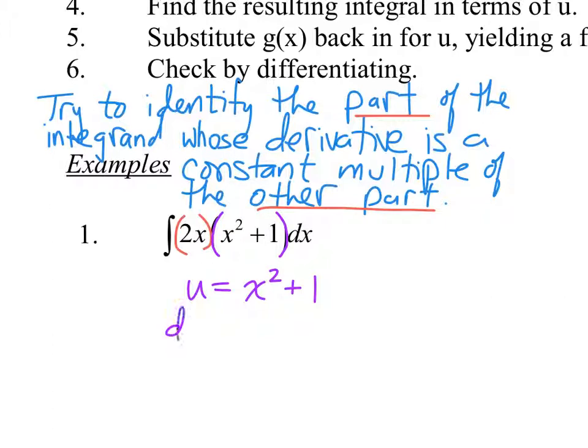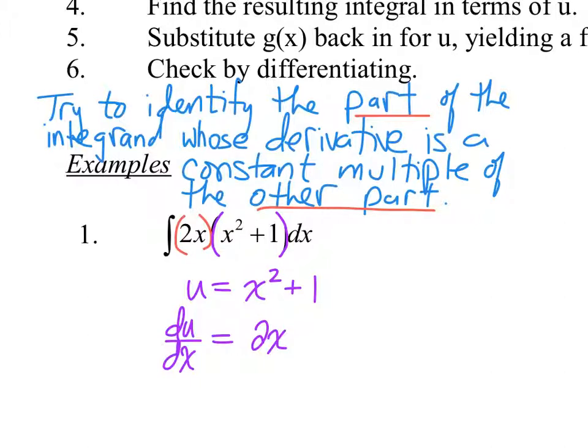All right? So du/dx is going to be equal to what? 2x. All right? So the derivative of what I chose to be u happens to be not even a constant multiple of the other factor. It happens to be exactly equal to the other factor, which is why this is question number 1 in this topic. You know, we got to start off somewhere.